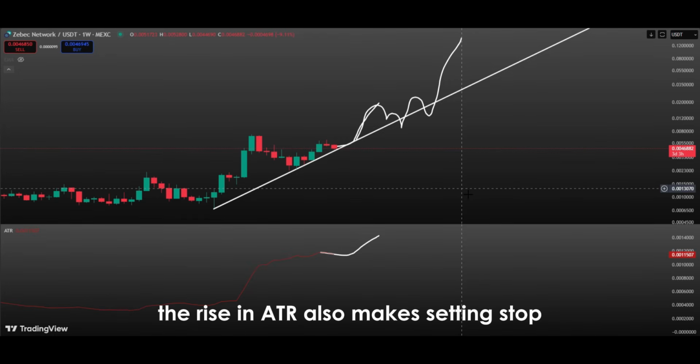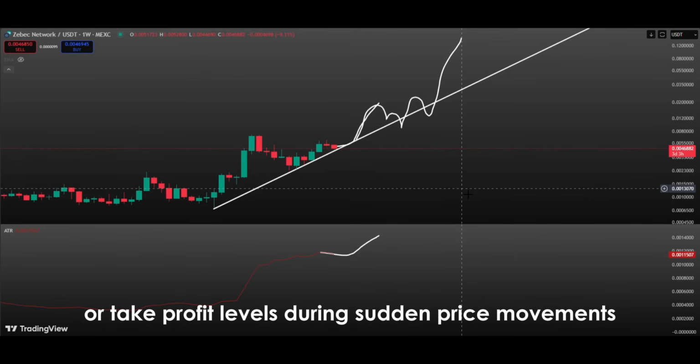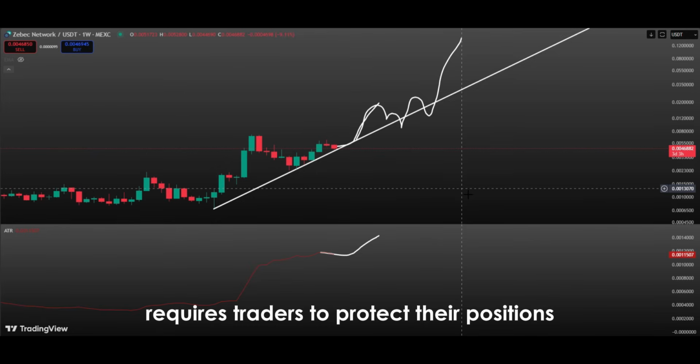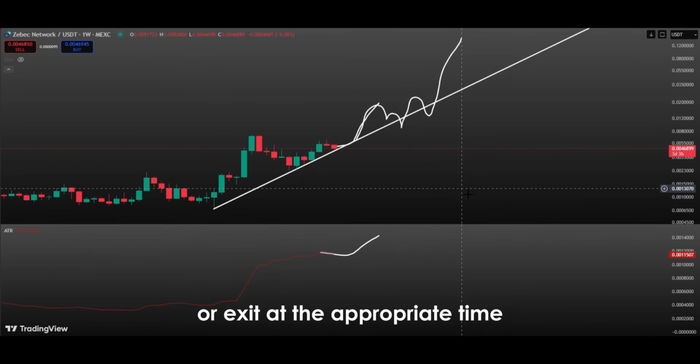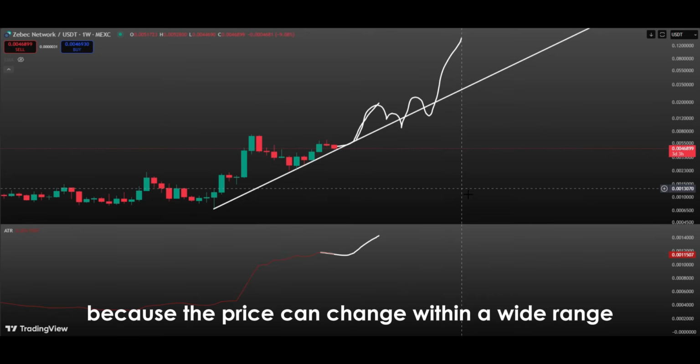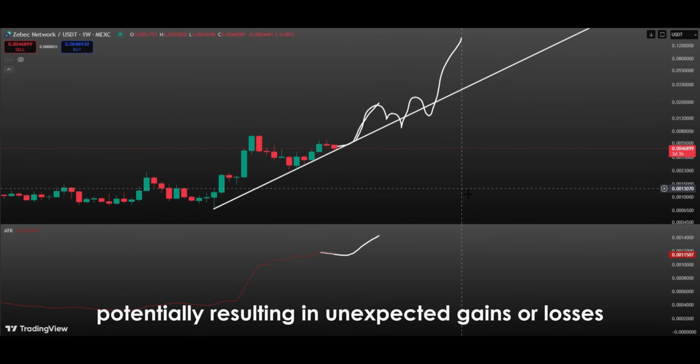The rise in ATR also makes setting stop-loss or take-profit levels during sudden price movements critical. Increased volatility requires traders to protect their positions or exit at the appropriate time. Therefore, when ATR rises, careful and strategic action is necessary because the price can change within a wide range in a short time, potentially resulting in unexpected gains or losses.